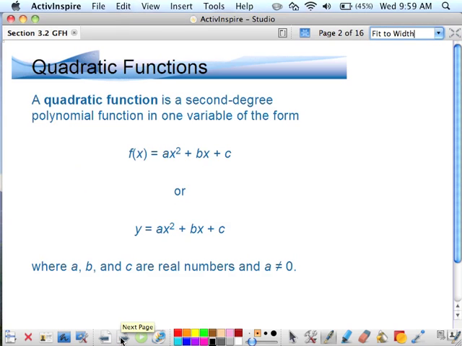The first thing, let's just define what a quadratic function is. A quadratic function is a second-degree polynomial function in one variable that can be written in the form f of x or y equals ax squared plus bx plus c, where a is any number other than 0 and b and c are any numbers at all. That's the definition of a quadratic function. And typically, we write them in that order. We write the quadratic term first, then the linear term, then the constant term, so that we can see them and keep them straight in our heads.